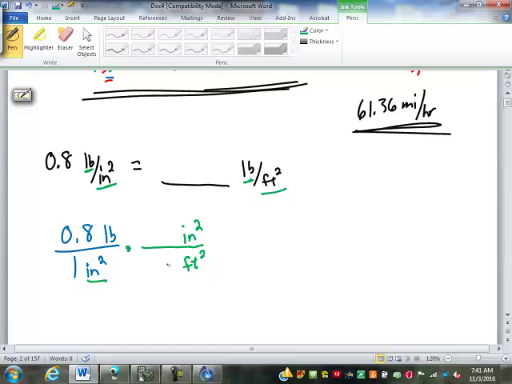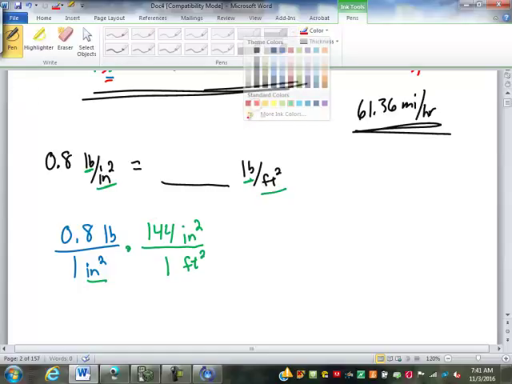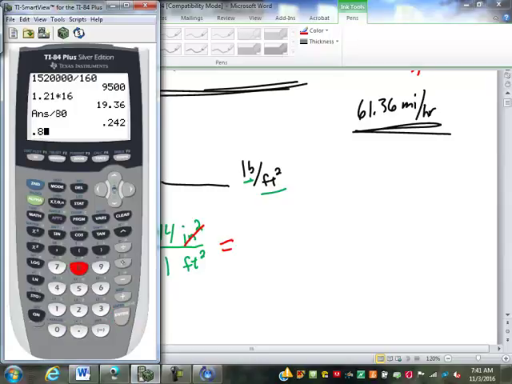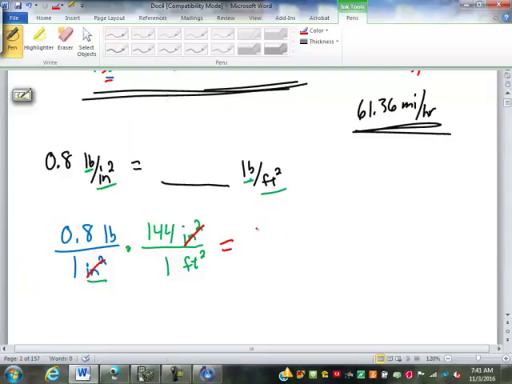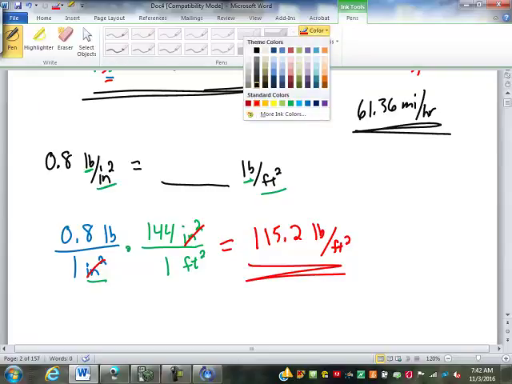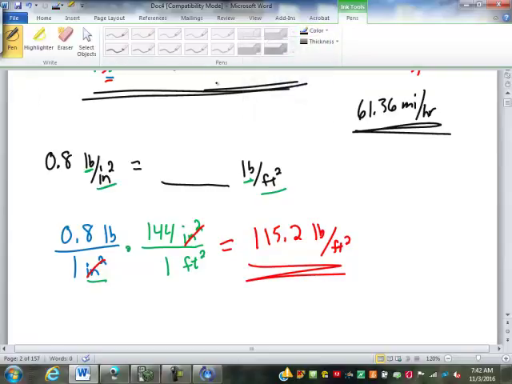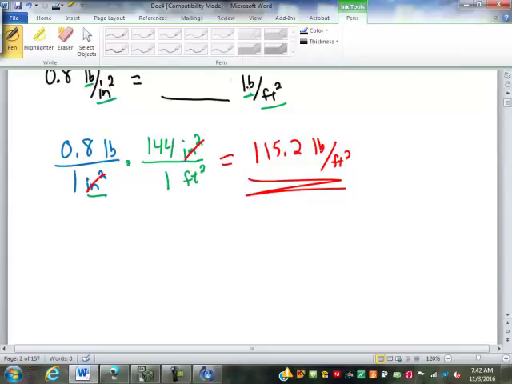What's my relationship between square feet and square inches? 1 square foot is 144. Good. Because it's squared, it's 12 by 12, which is 144. So now we have 0.8 times 144. 115.2 pounds per square foot. Any questions on that?